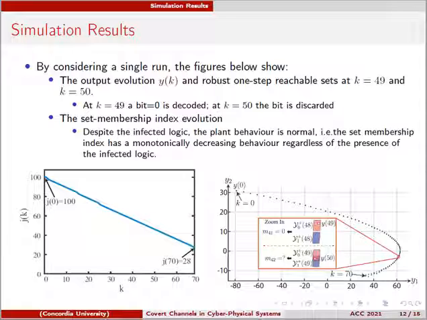On the left, we have the set membership index evolution, which is an indication of a normal or an abnormal system behavior. Here, despite the infected logic, the plant behavior is normal. In other words, the set membership index has a monotonically decreasing behavior regardless of the presence of an infected logic.